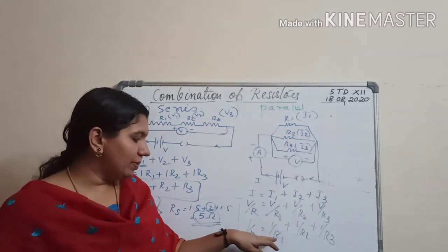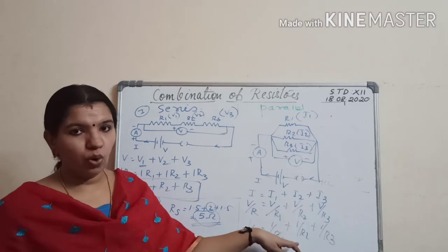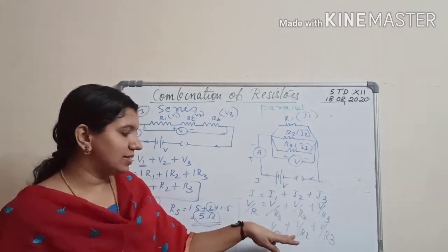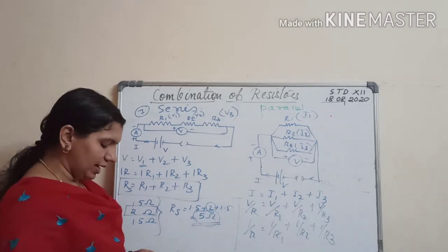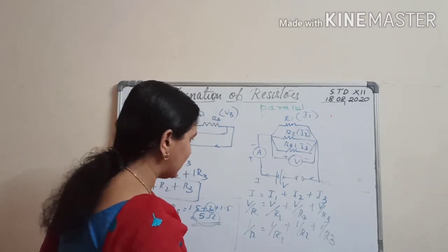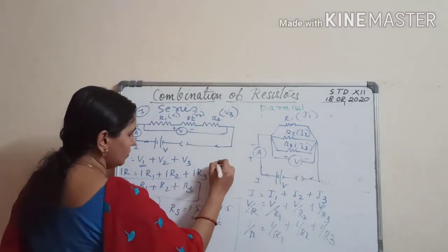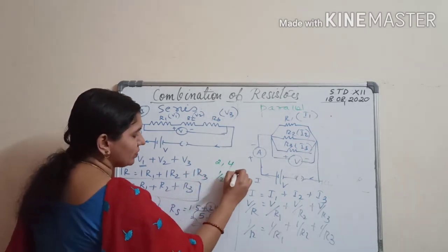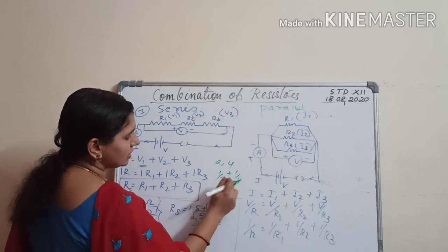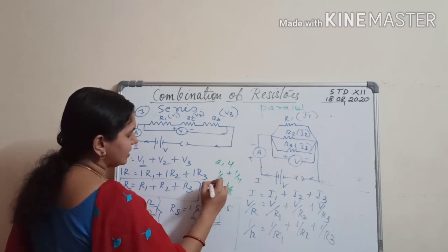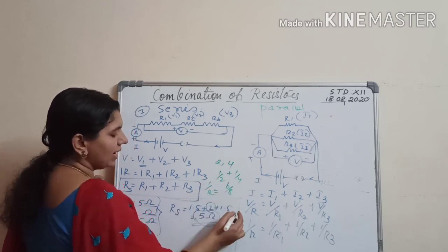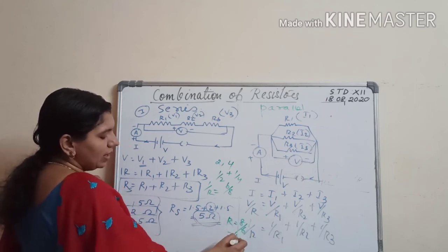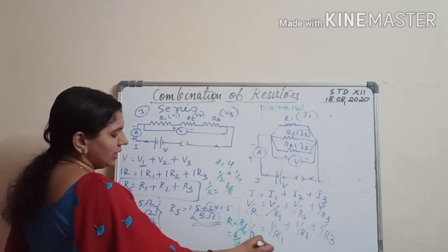If I am taking the effective resistance in the case of parallel connection, how will you get the values? If I am taking values like 2, 4. So 1 by 2 plus 1 by 4, what will you get? 6 by 8. That is 1 by R equal to 6 by 8 and R equal to 8 by 6, which is 4 by 3, which is 1.33 ohm.